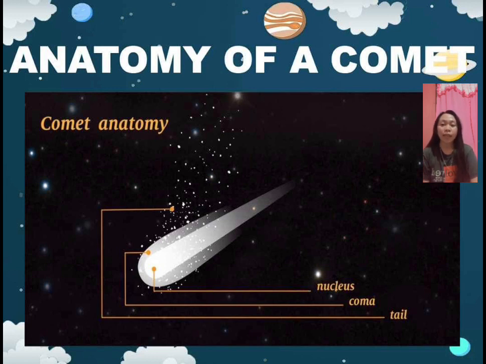Last, we have the tail. The solar wind and the radiation pressure push the released gases and dust away from the coma, forming a tail that points away from the Sun. Again, they have two tails. We have the ion tail and the dust tail.